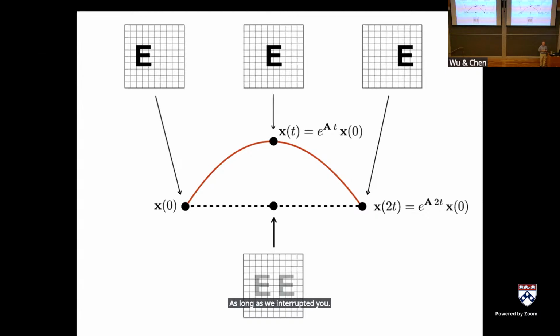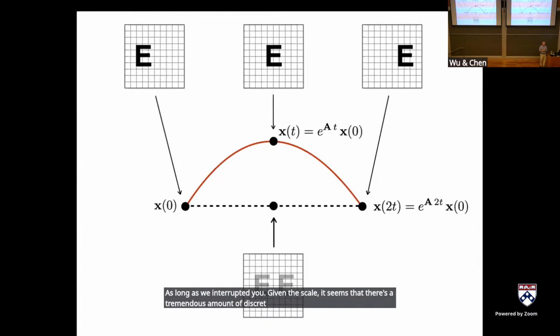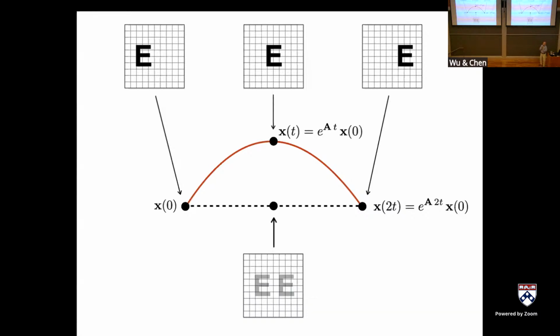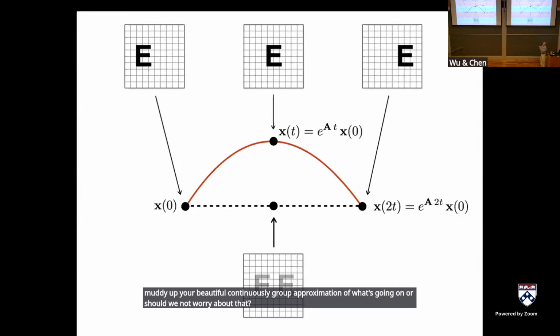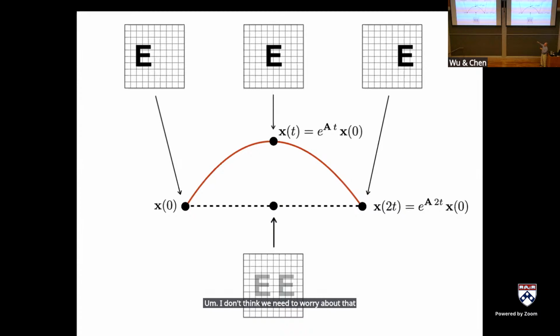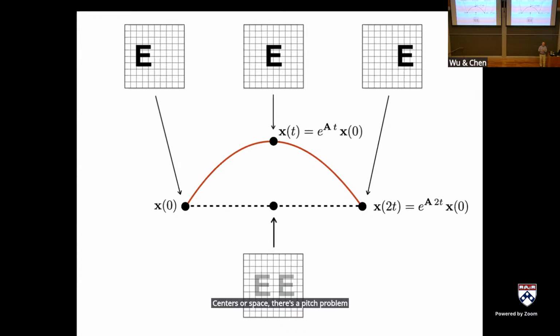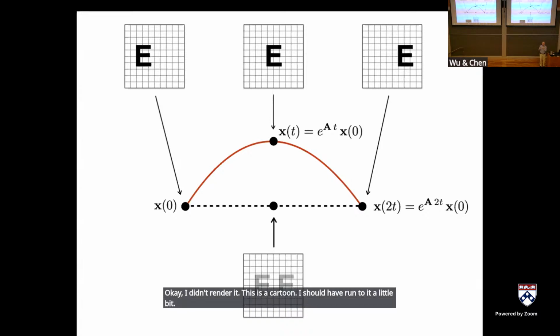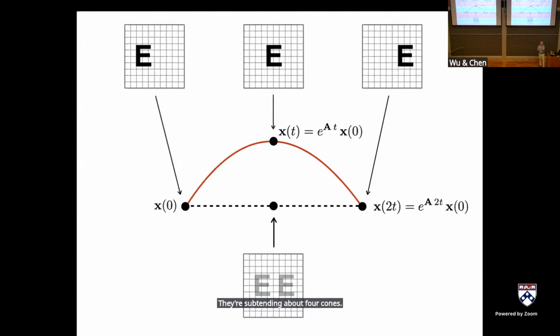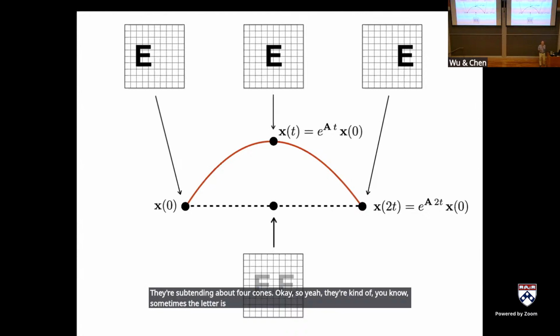Given the scale, it seems that there's a tremendous amount of discretization in space and I guess time. And wouldn't that muddy up your beautiful continuous Lie group approximation of what's going on, or should we not worry about that? I don't think we need to worry about that. So yes, the sensors are discrete, right? They have discrete positions, and we're incorporating that. That's what creates the vector. There's a pitch problem with respect to that little tiny E, right? I didn't render it as a cartoon. It's almost that small. When you read those 20/20 letters in the Snellen eye chart, they're subtending about 4 cones. So sometimes the letter is going to fall between the cones, sometimes on the cones. It's at that level almost.